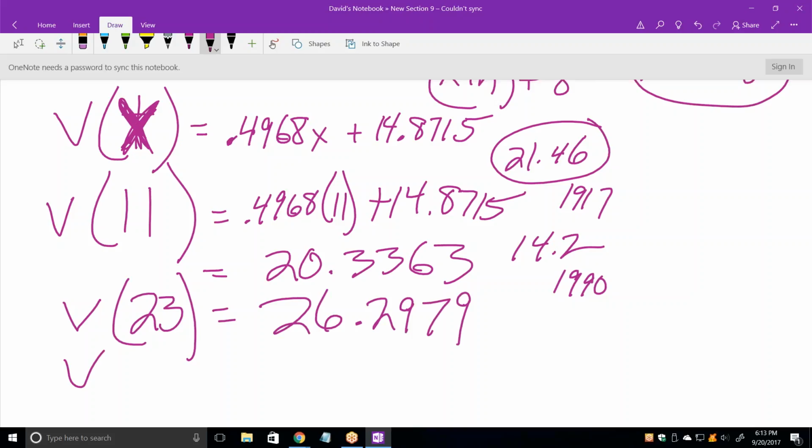So what is it? I have 26.2979, which is exactly what it is, no rounding. Okay. And what's the second part of that? The year 2022, which is how many years after 1990? It's 32. Okay, so now tell me what V of 32 is. It's 30.7691.